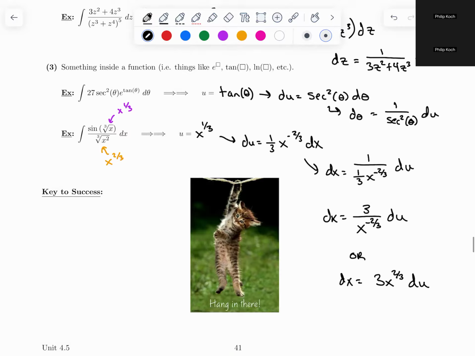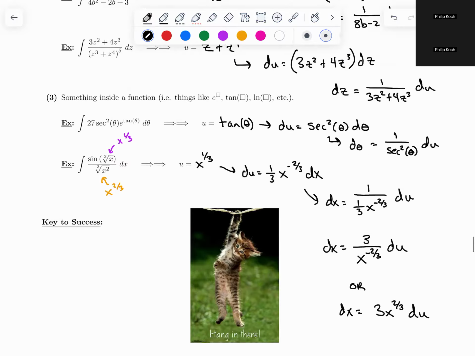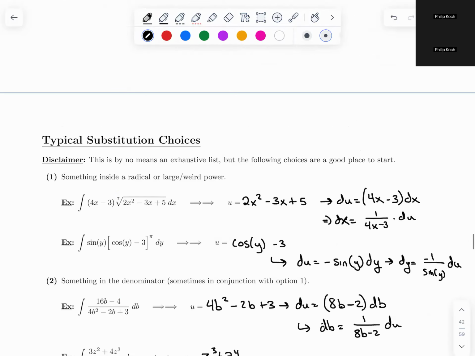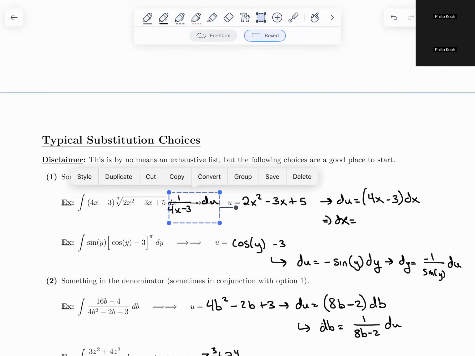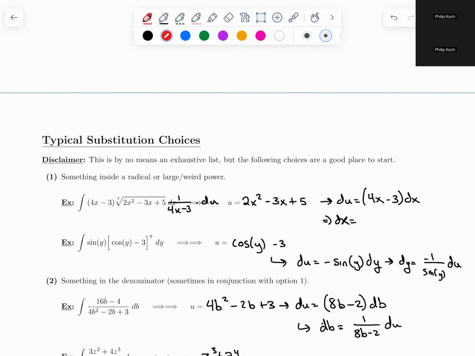What I want to go back to: we've solved for dx each time, or d theta or dy or whatever it may be. Notice that if I were to replace dx in this situation with this, do you notice that the 4x minus 3's would cancel? And this would no longer be that. It would be u to the 1/7. So I've really just got u to the 1/7 du, and that is an integral that we know how to do with the power rule.